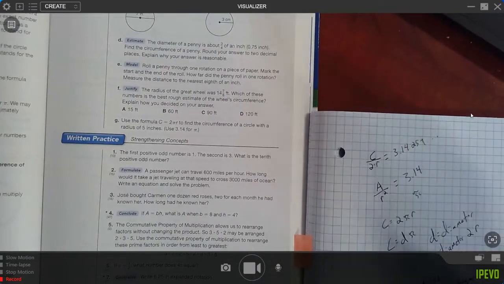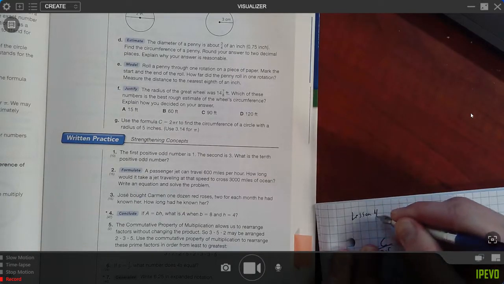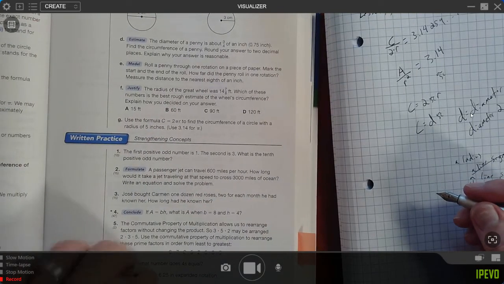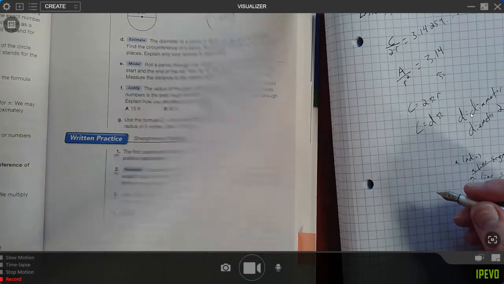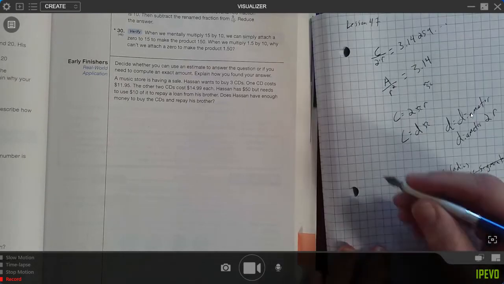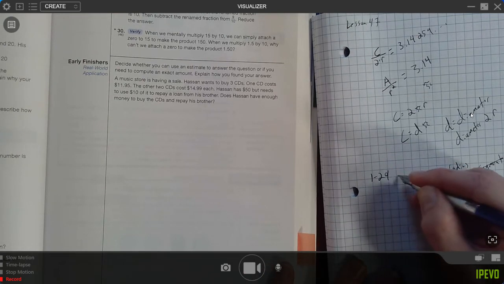And for the written practice here, all right, let's go ahead and do 1 through 29 odd. Okay. 1 through 29 odd.